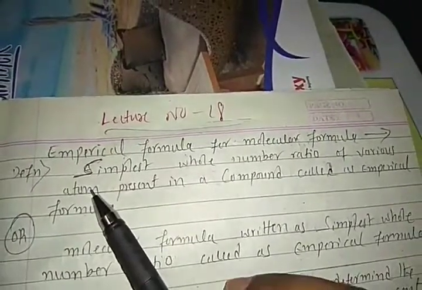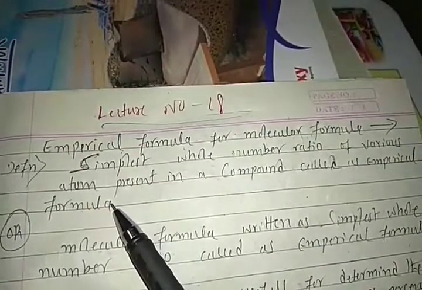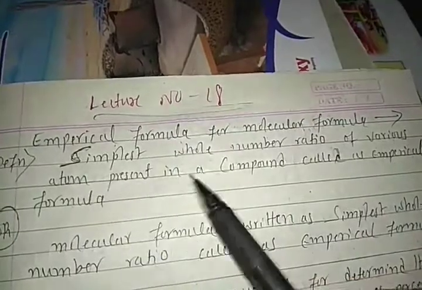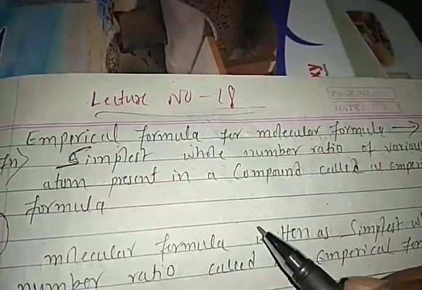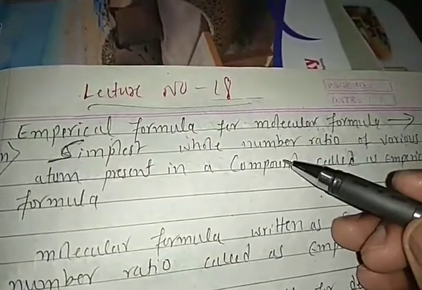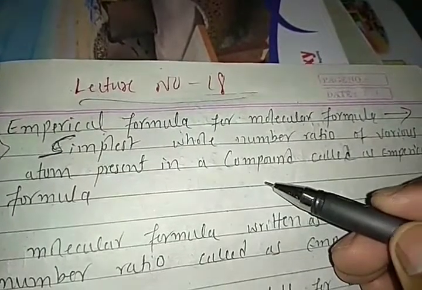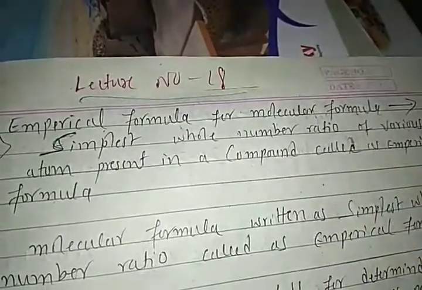Simplest whole number ratio of various atoms present in a compound is called the empirical formula. It means the compound in which many atoms are present, in those atoms, if we have the molecular formula and we write it in a very short form, that is the empirical formula.